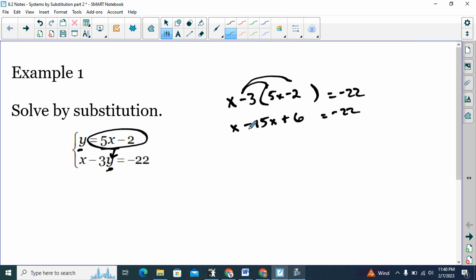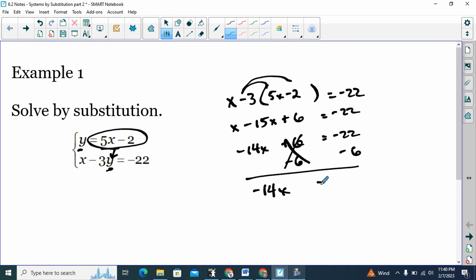Combine any like terms we have. X minus 15x is minus 14x. And solve our equation from there. Subtract 6 from both sides. Negative 22 minus 6 is negative 28. And divide both sides by negative 14. Negative 28 divided by negative 14. Negative divided by negative should give us positive 2.